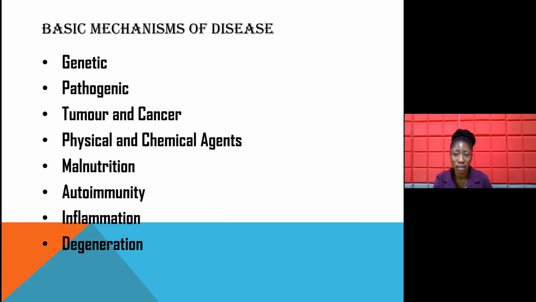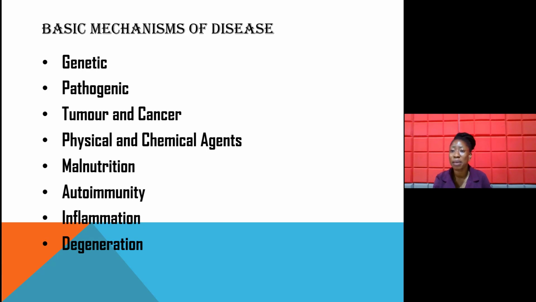We have genetic. When we hear the word gene, these are basic mechanisms of diseases. It might be that there has been an alteration in the gene. Even if a gene has been mutated, then definitely there will be a problem. Then when we talk about pathogenic, all these causing organisms, bacteria, viruses, they are one of the factors that contribute to disease. Then we have tumor and cancer. When there is a tumor, or a cancerous growth, we know that definitely there's a disease process going on.